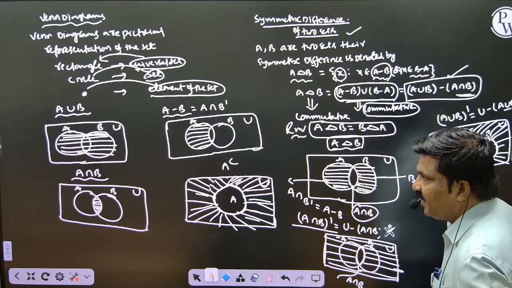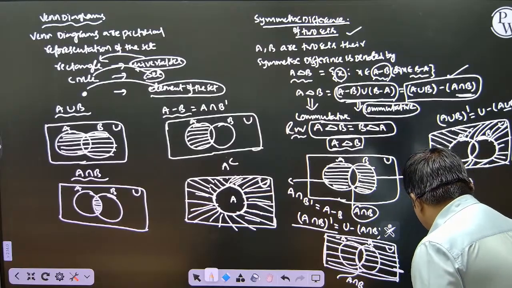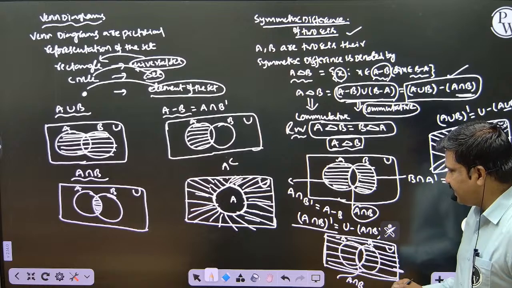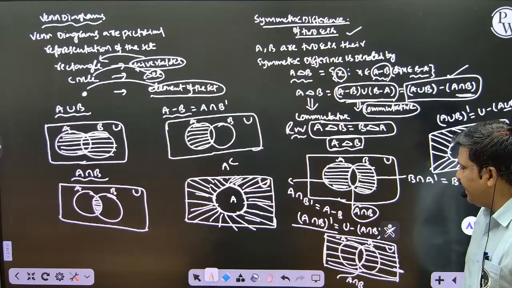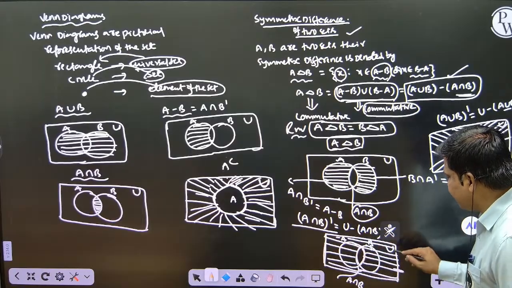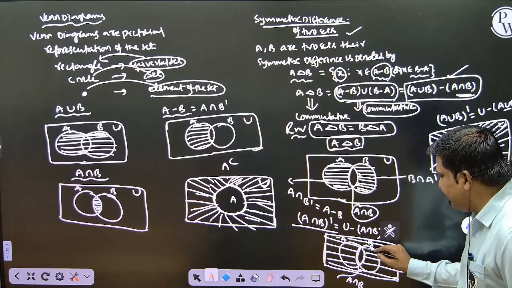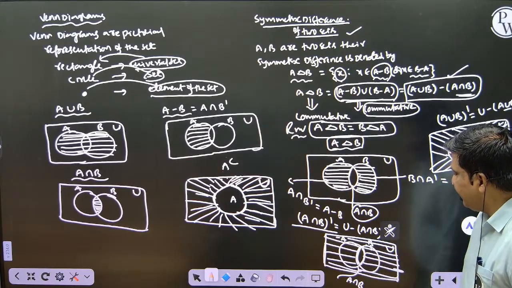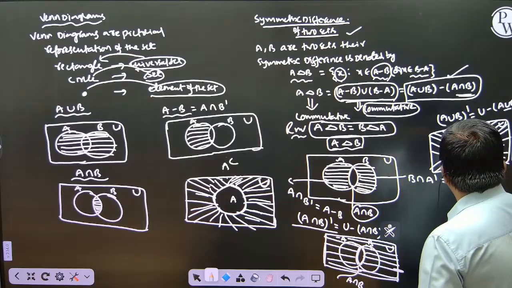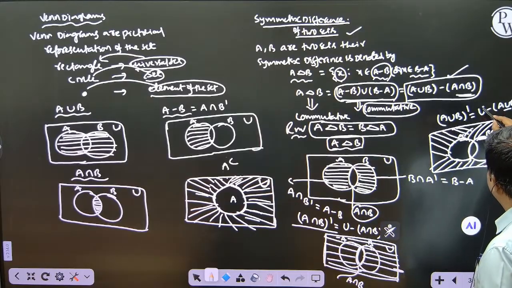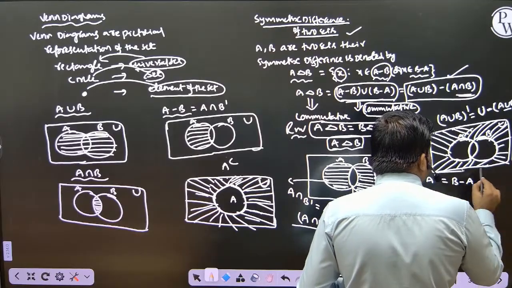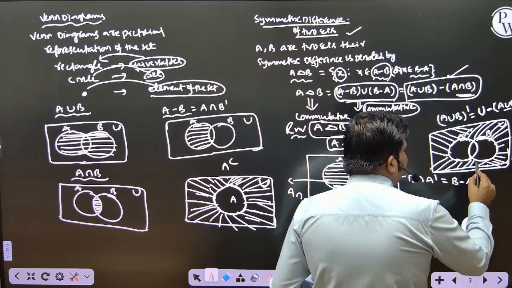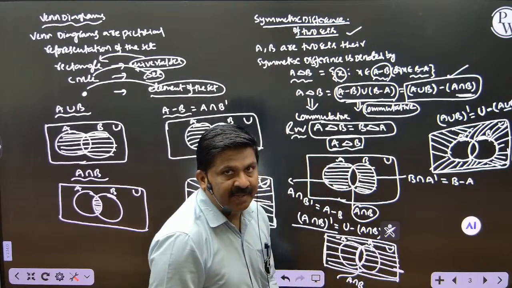Next, A intersection B whole complement. What is the meaning of complement? Delete that set from the universal set. So from the universal set, I deleted A intersection B. This is the universal set. In that, I just deleted A intersection B. So A union B whole complement. This also gives what? From the universal set you delete A union B. So this whole is which set? The universal set. From that I deleted A union B.